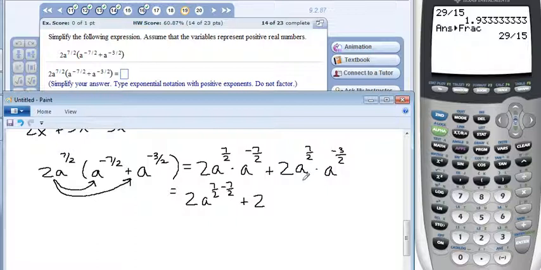Here we have base, we're multiplying, so what does that mean? Addition. Okay? This is 0. 7/2 minus 7/2. And this is 7/2 minus 3/2, which is 4/2.